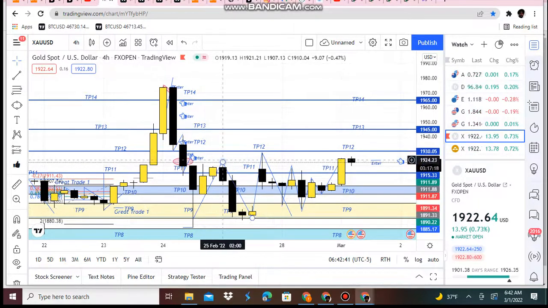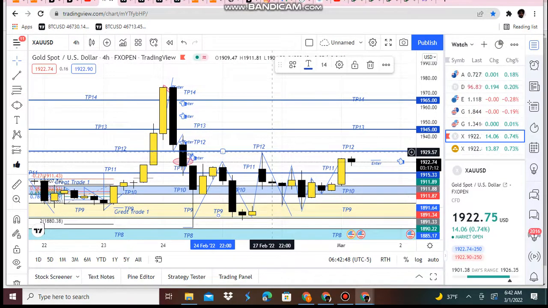Overall, it made a lower high back up to take profit 11 before making a lower low back down to take profit 9, made a lower high back up to take profit 12 before making a lower low back down to take profit 9. Price has been making structure, making lower highs and lower lows. And eventually, buyers made a lower high one more time back up to 1926. And we could see price heading back down, making a lower low back down to 1915.